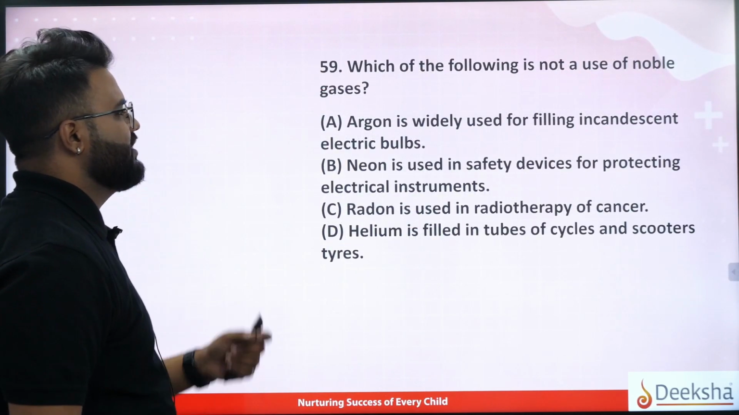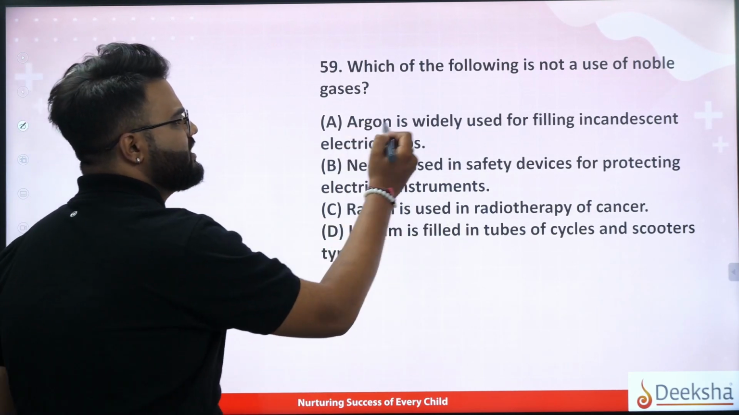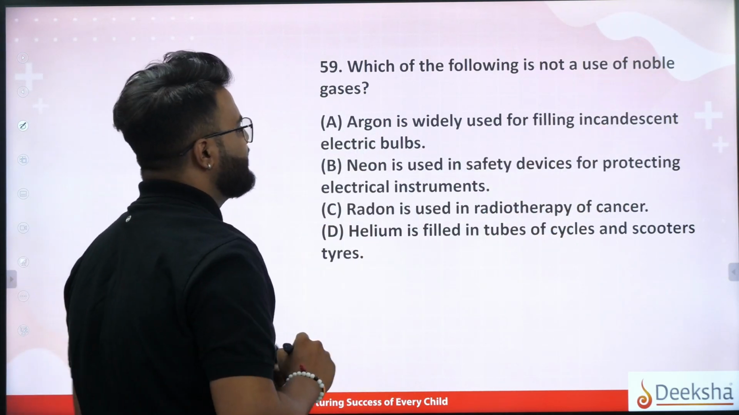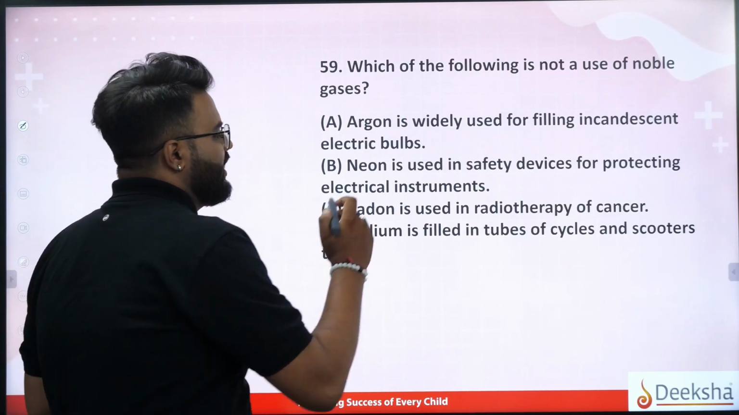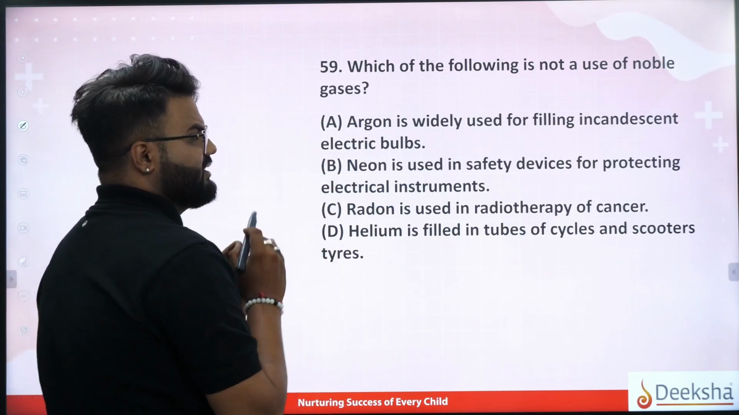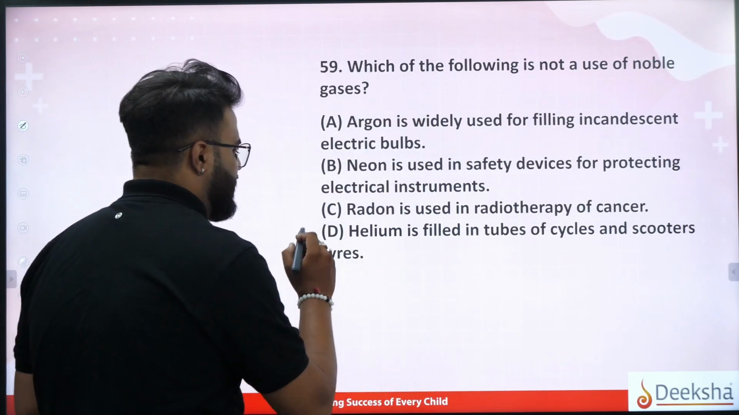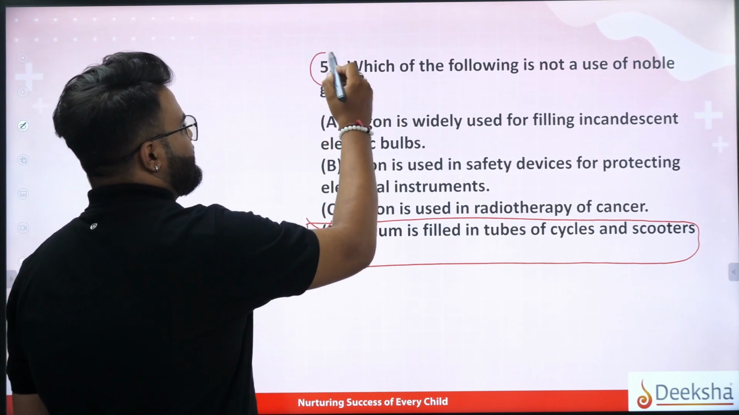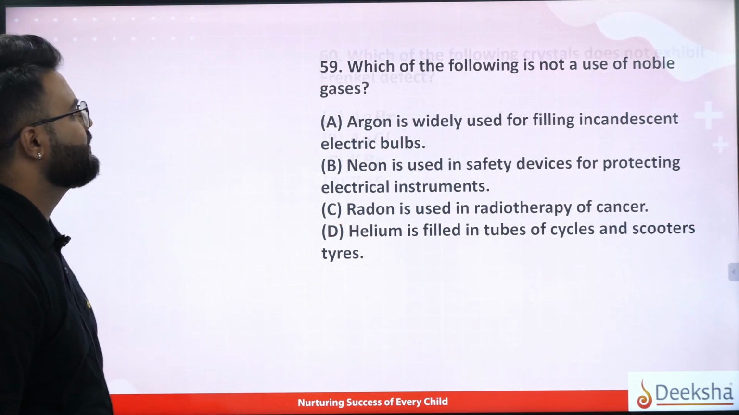Question number 59. Which of the following is not used as a noble gas? Argon is widely used as filling in incandescent electric bulb. That is right. Neon is used as safety devices and for protecting electrical instrument. That is good. Radon is used for the radiotherapy of the cancer. That is really good because it's the use. Helium is used in filling tube of cycles in school. No guys. So option D is the wrong statement. So for question number 59, option D is your correct answer. Not the use of noble gas.